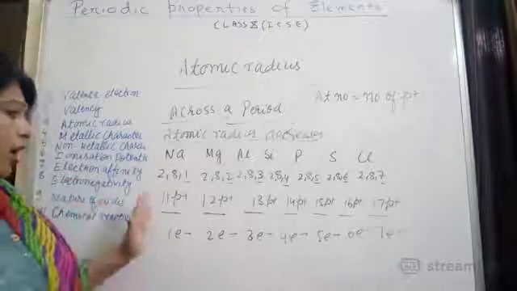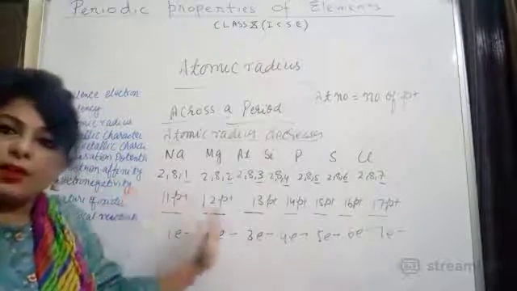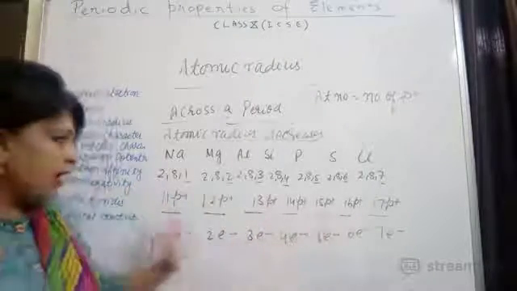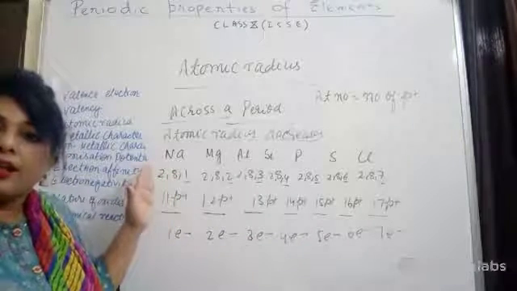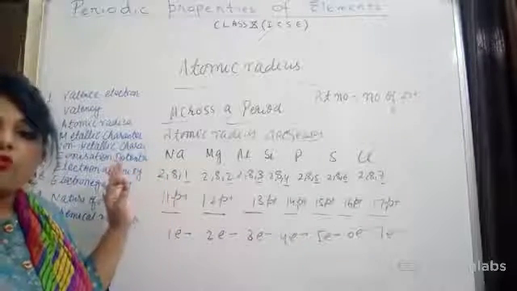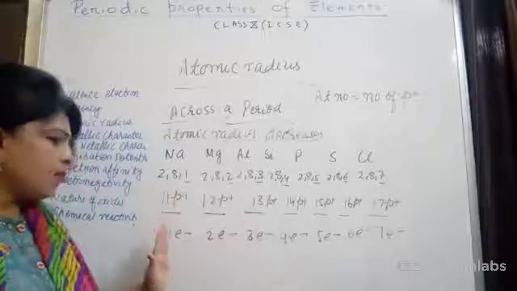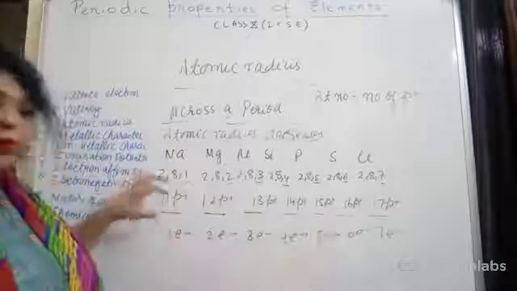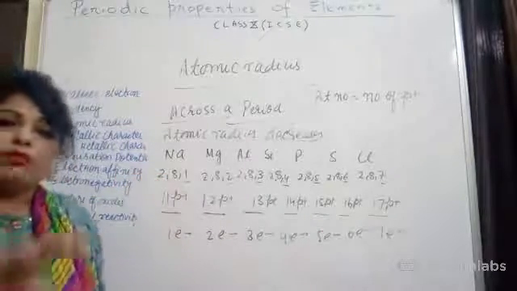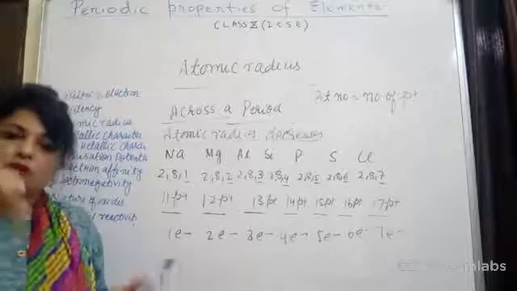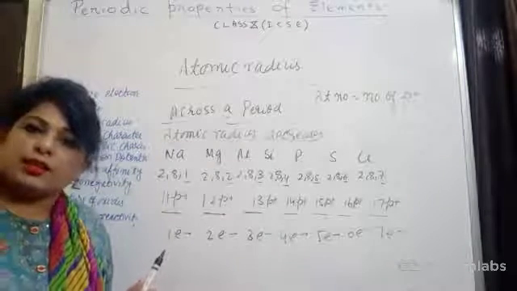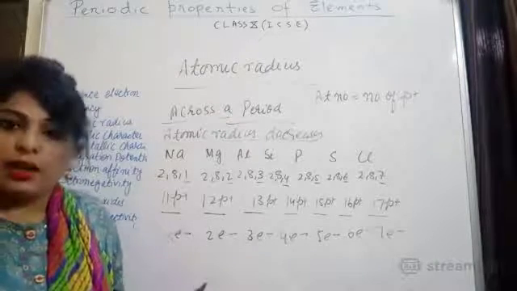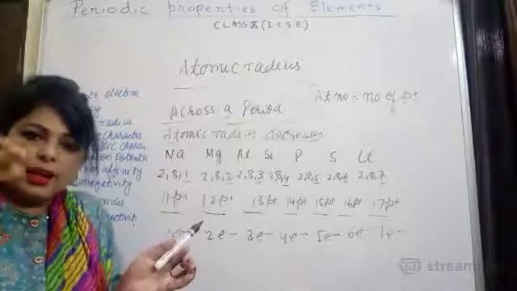Since atomic number is increasing, the number of protons will increase. Likewise, we have observed that valence electrons also increase when you move across a period. Since the number of protons is more, they will show the nuclear pull toward the center. These valence electrons are present in the valence shell, that is the outermost shell. So they will be attracted toward the center.